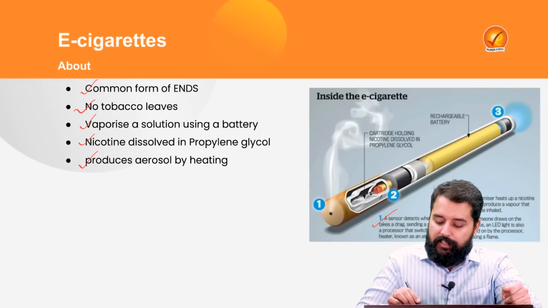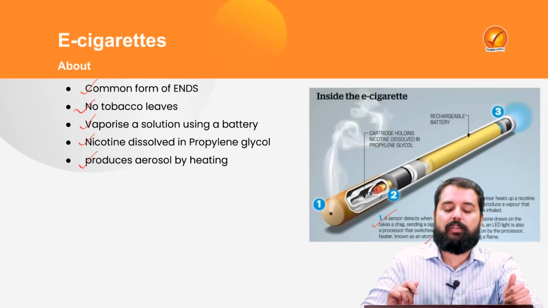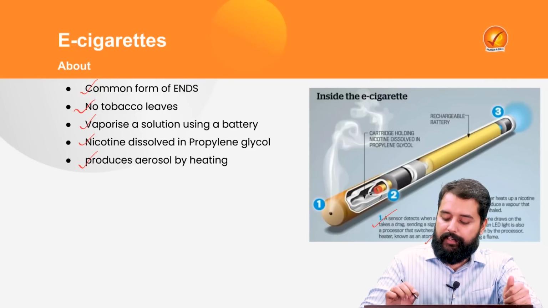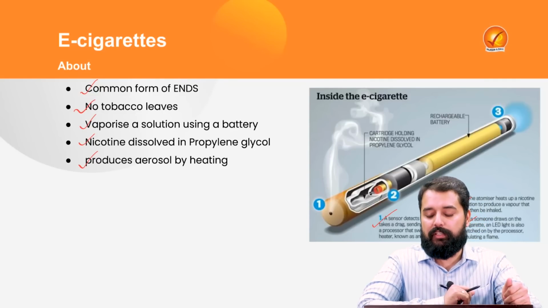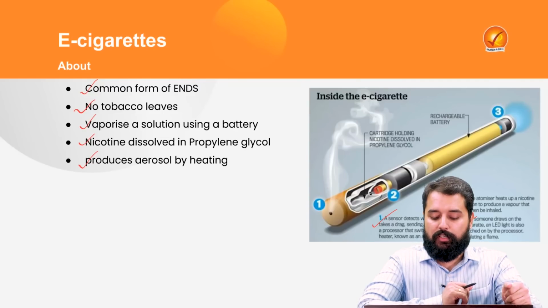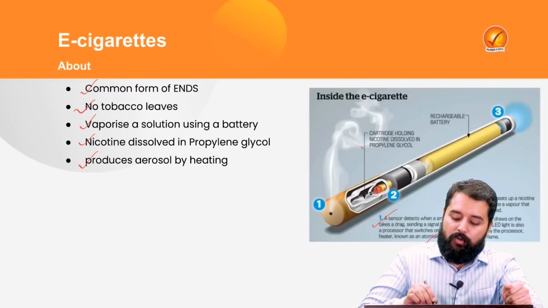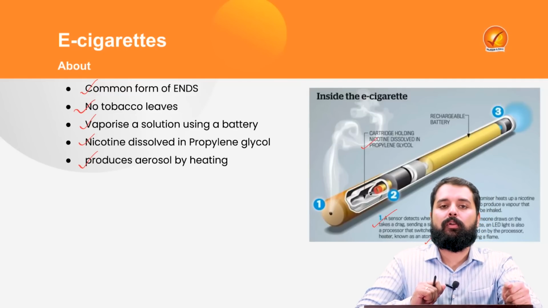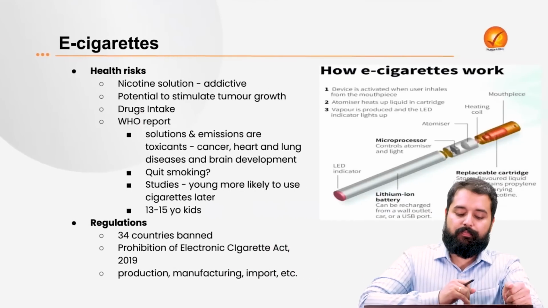And this atomizer heats up the nicotine solution to produce a vapor that can be inhaled, and also an LED light is connected at the end of the e-cigarette. It will simulate a flame so that the smoker gets a feeling that he is smoking a cigarette. And this nicotine dissolved in propylene glycol is filled in a cartridge.